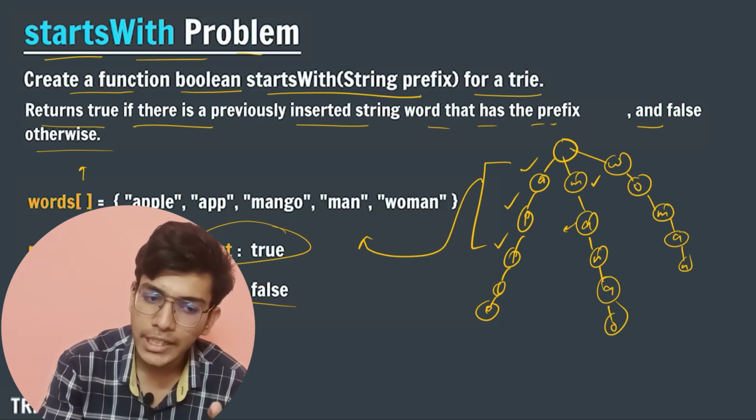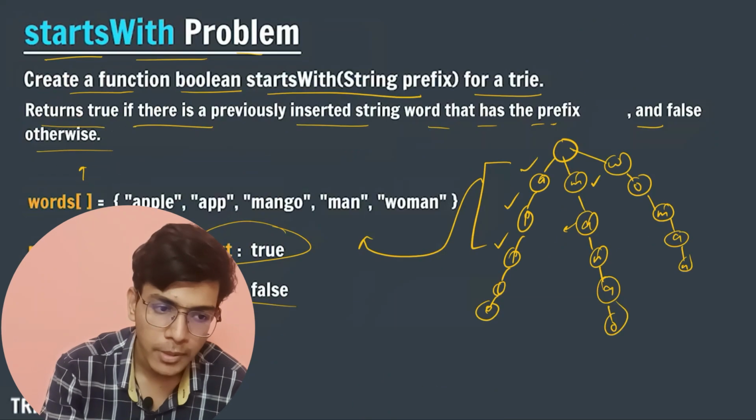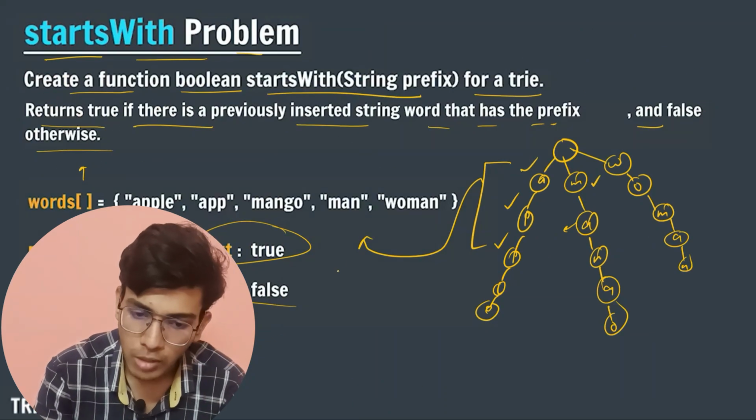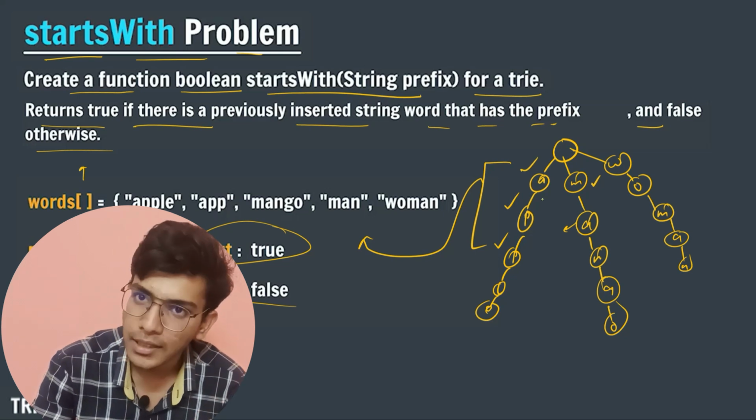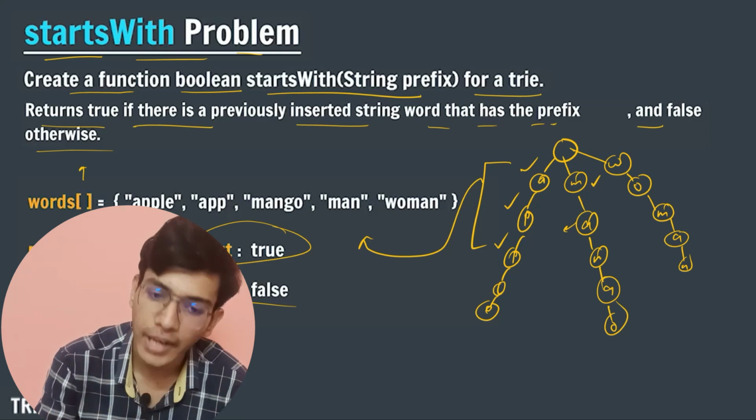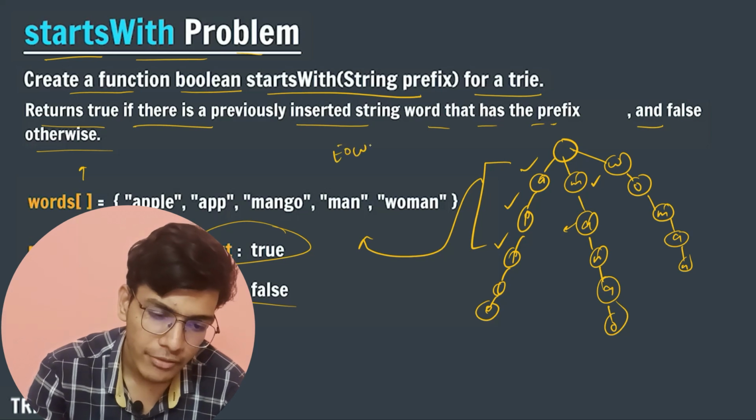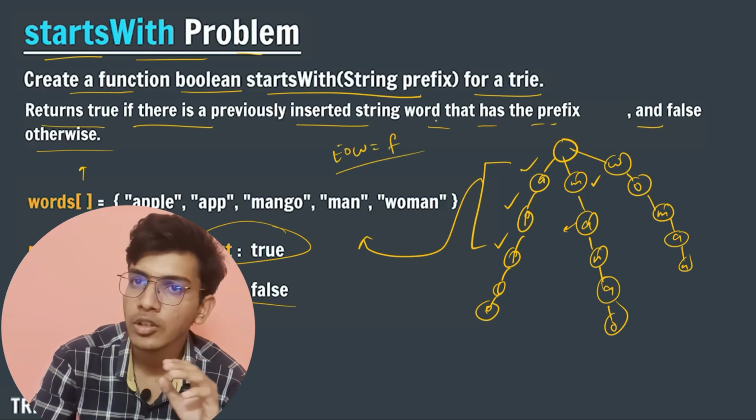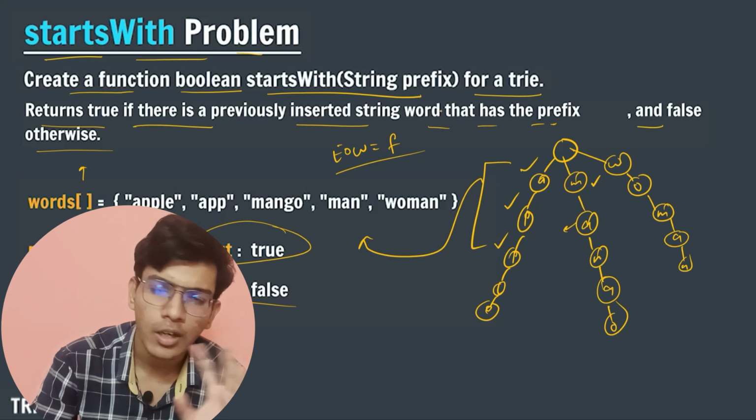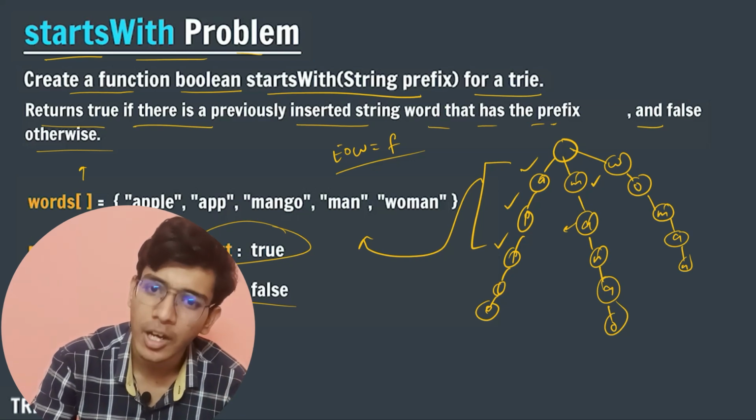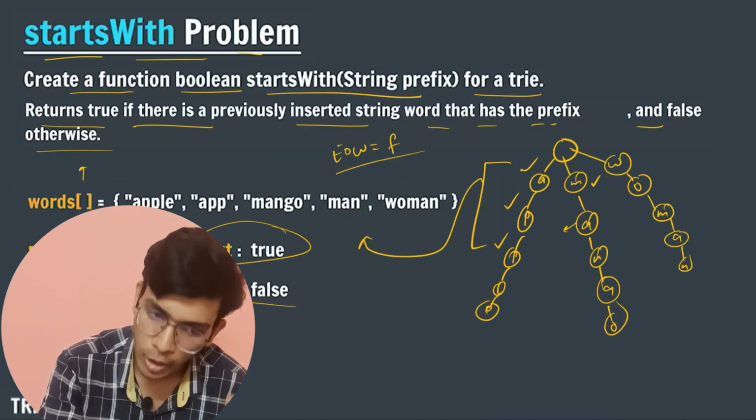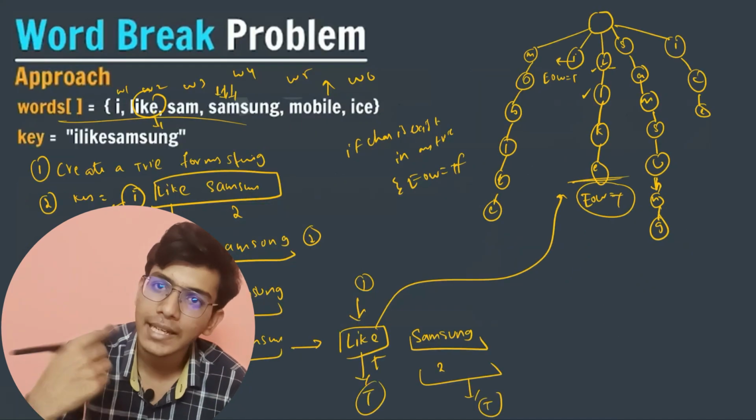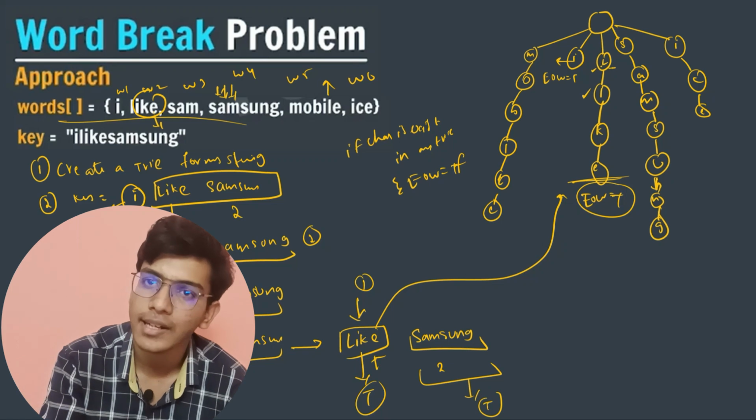The only difference between the word break problem and the starts with problem is that in this one we only check whether it is a part of the trie. I will not check whether it is the end of a word. Even if end of word is false, I will return true, because I don't need to check whether it is a complete word or not. But in the word problem, I will check whether it is a complete word or not. Only if it is a complete word will I return true, else I will return false.